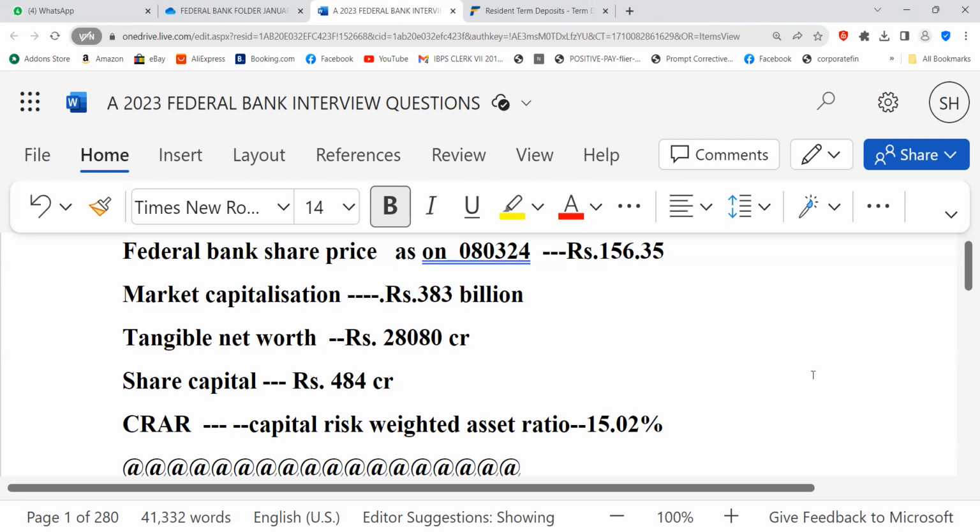Similarly, trillion means how much? I don't know what it is, but it is 10 to the power of 12. I guess, sir, it is 100 billion or 1000 billion. It is one of the two, sir.